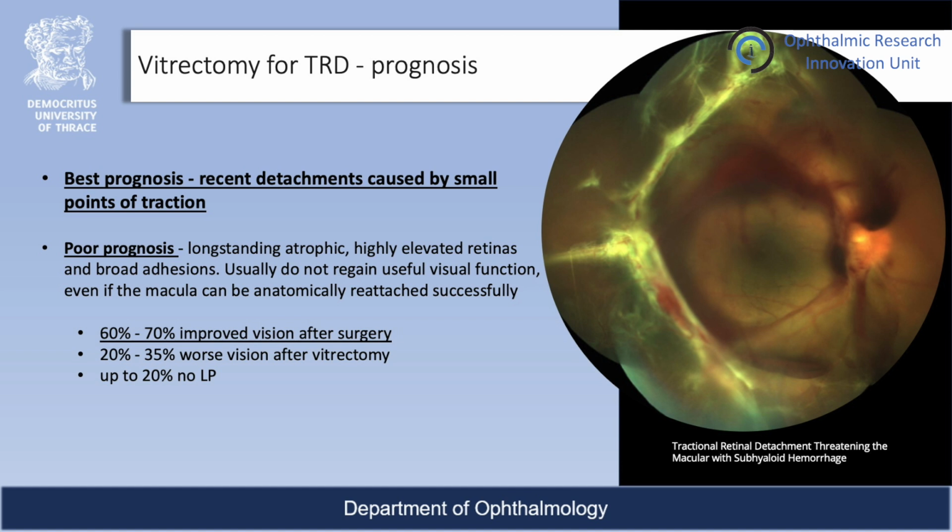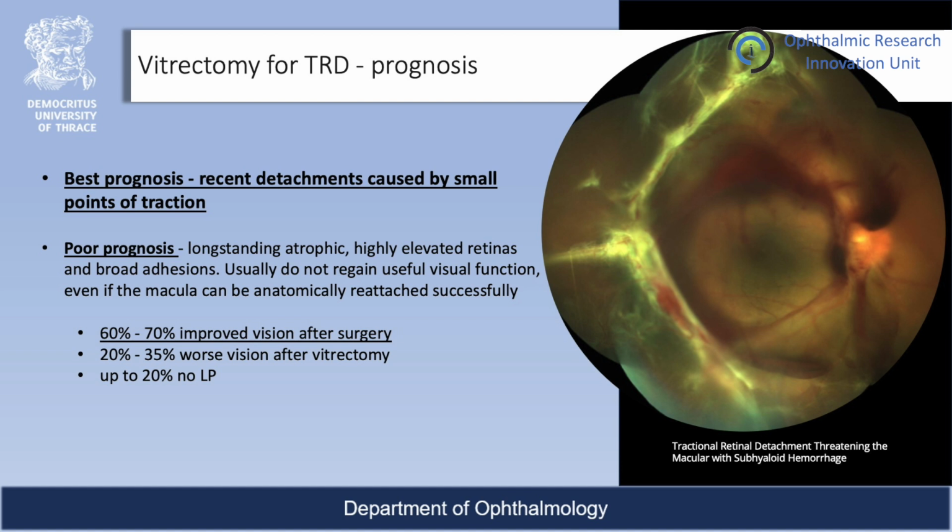Generally, patients with recent detachments caused by small points of traction have the best prognosis. On the contrary, the prognosis is poorest in patients with long-standing, atrophic, highly elevated retinas and broad adhesions because the eyes usually do not regain useful visual function, even if the macula can be anatomically reattached successfully.